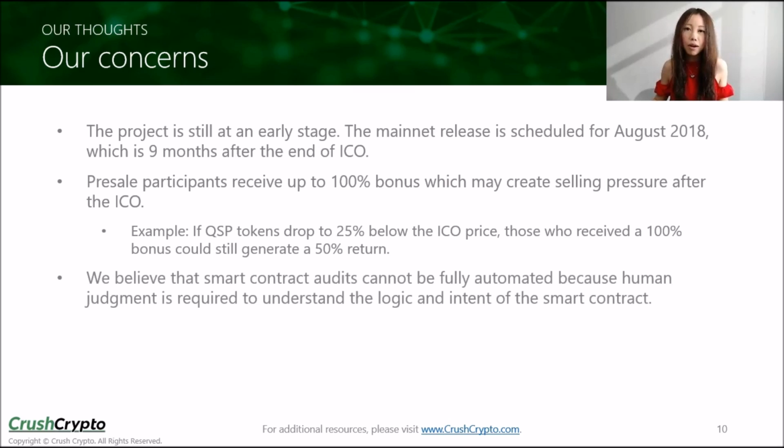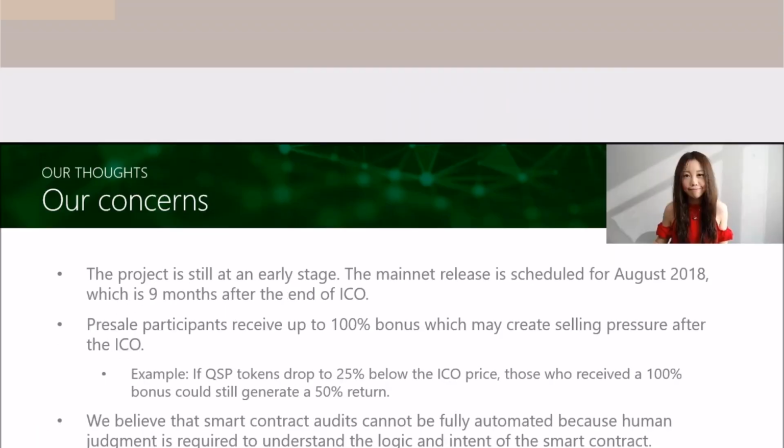And we believe that smart contract audits cannot be fully automated, as human judgment and input is required to understand the logic and the intent of the smart contract. Software can spot bugs that cause the contracts to malfunction, but for example, it may not be able to detect errors that cause coins or tokens to be sent to the wrong person, or detect that a wrong formula is being used to calculate the payoff in a smart contract.